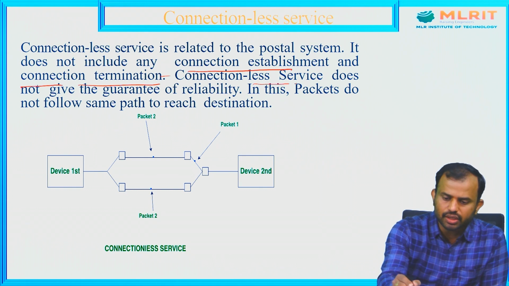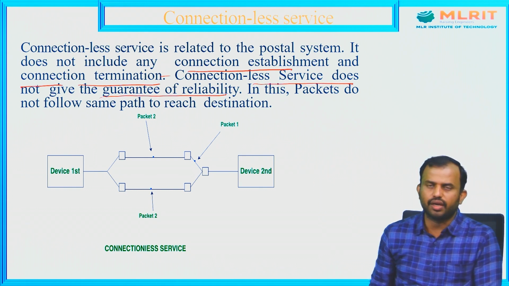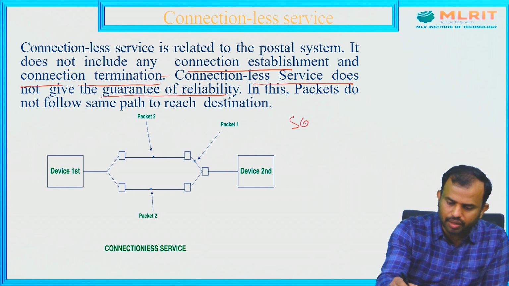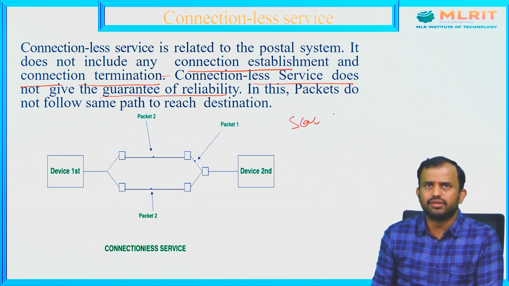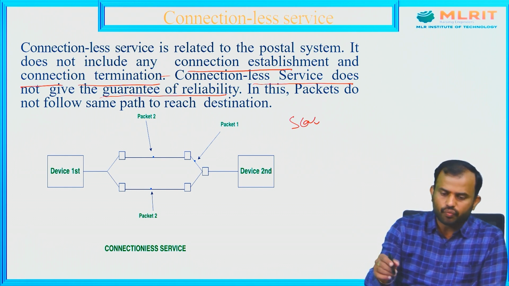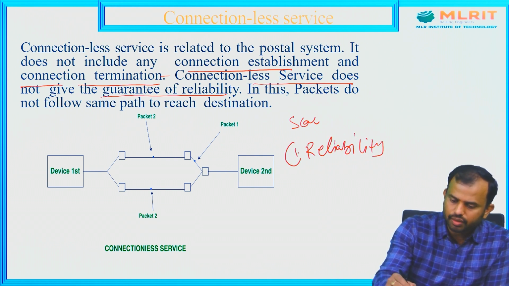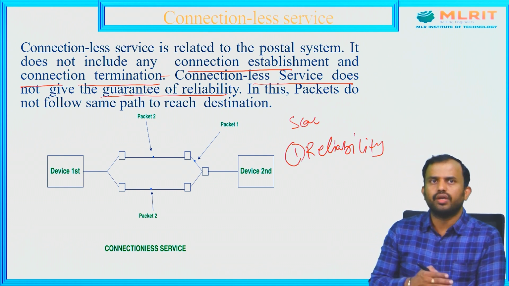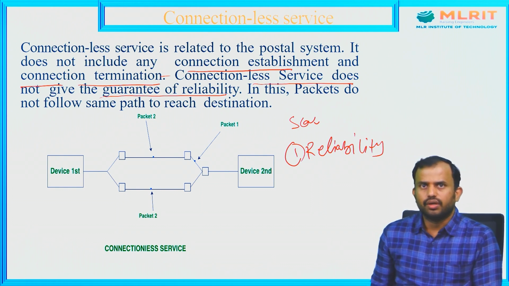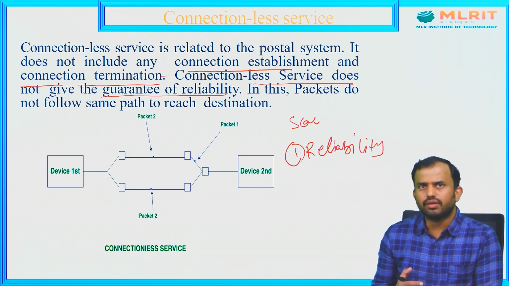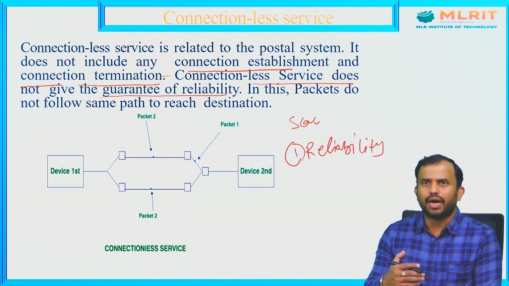Another point is that connectionless service does not give any guarantee of reliability, and in this, packets do not follow the same path to each destination. First, let us discuss what is meant by reliability. When we send a courier to a destination person, it does not give any kind of guarantee of reliability, because when the packet is delivered, we can't guarantee whether the packet is delivered successfully or not.